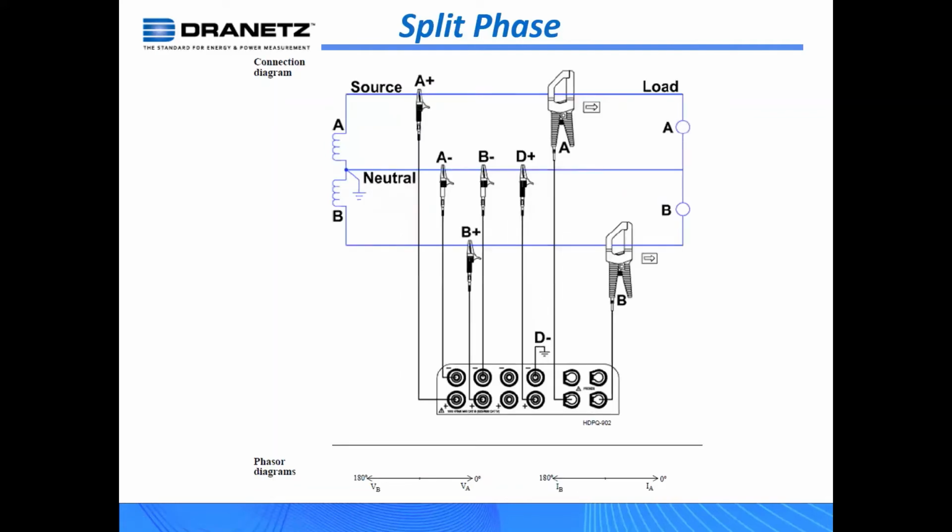Then we have split phase. This is pretty straightforward as far as the connections are concerned. You can see here we have our current connections on each one. And then we basically have what is called an A to neutral or B to neutral measurement in split phase. Today's instrumentation is sophisticated enough that it actually gives you a phasor diagram of your connection. And that's a very important tool in helping you determine if you have the right connection.